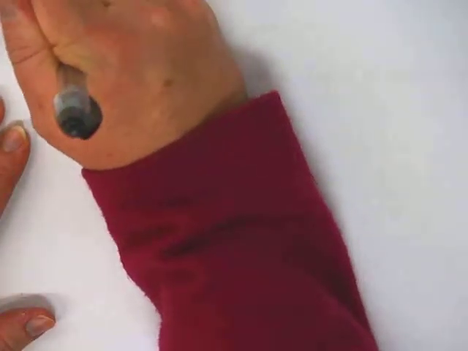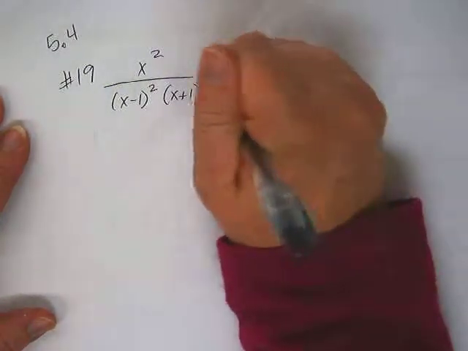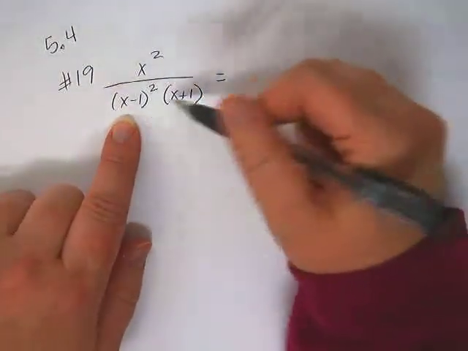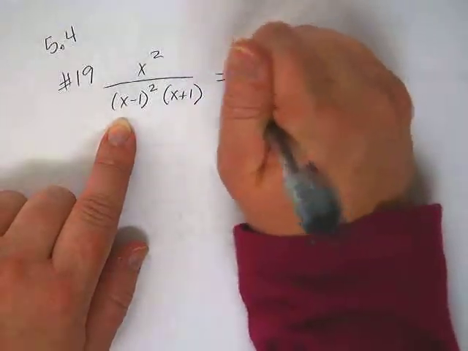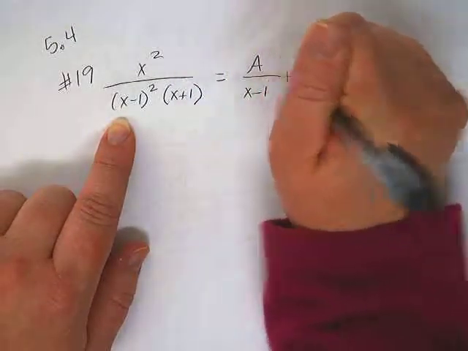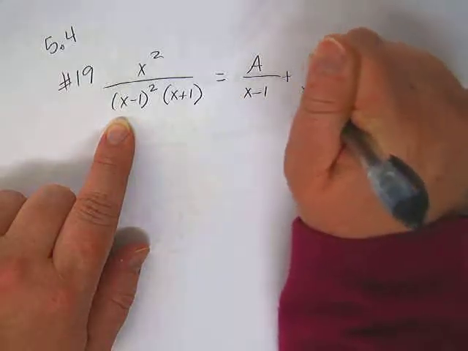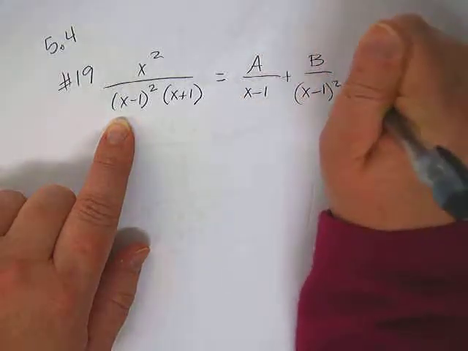Okay, we're doing problem number 19 on section 5.4, partial fraction decomposition. The factors are already factored and they're all linear, but we do have a repeated factor. So we have to set it up with the repeated factor like this.